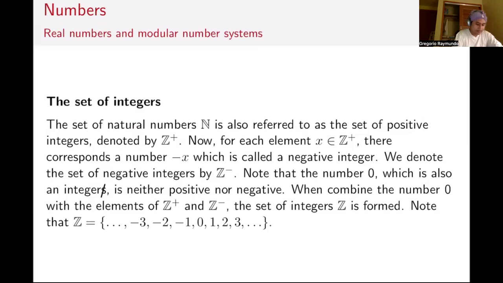When we combine number 0 with the elements of Z plus and Z minus, the set of integers Z is formed. Note that Z has the elements ..., negative 3, negative 2, negative 1, 0, 1, 2, 3, and so on.